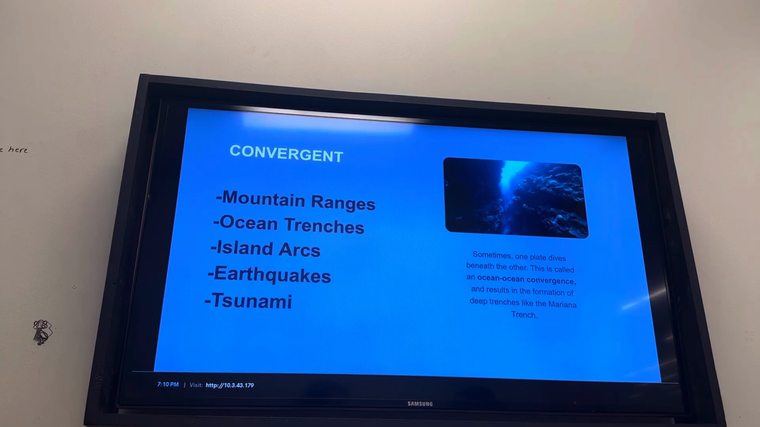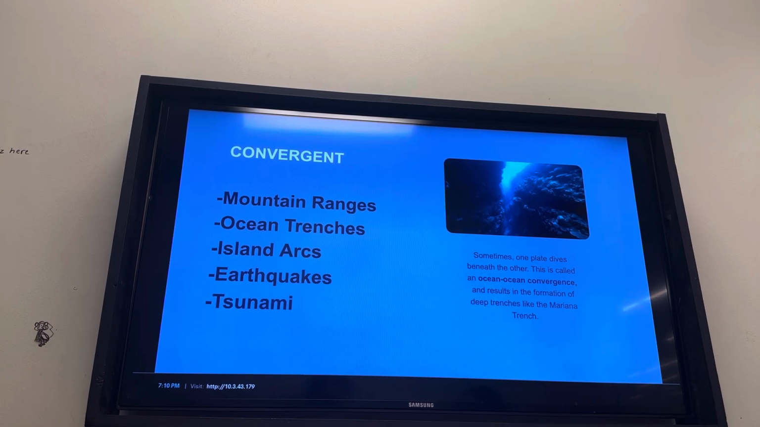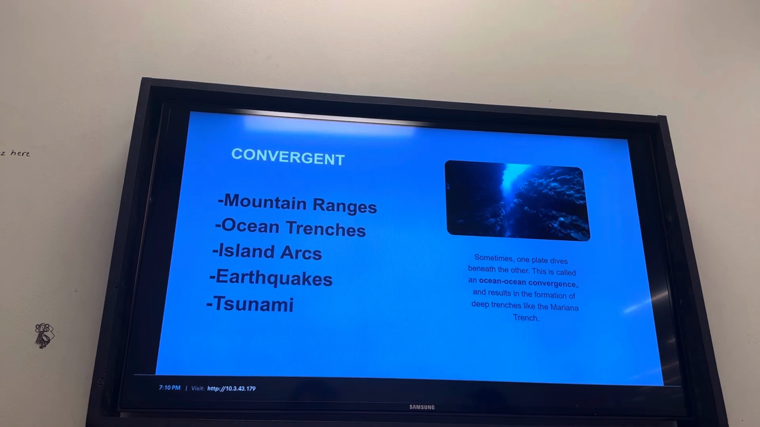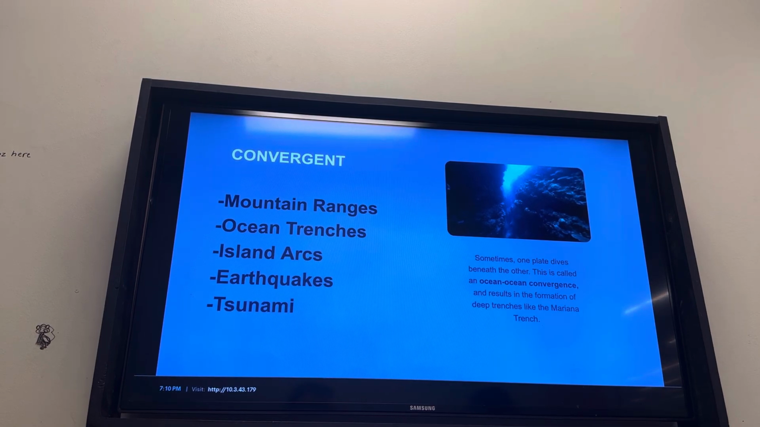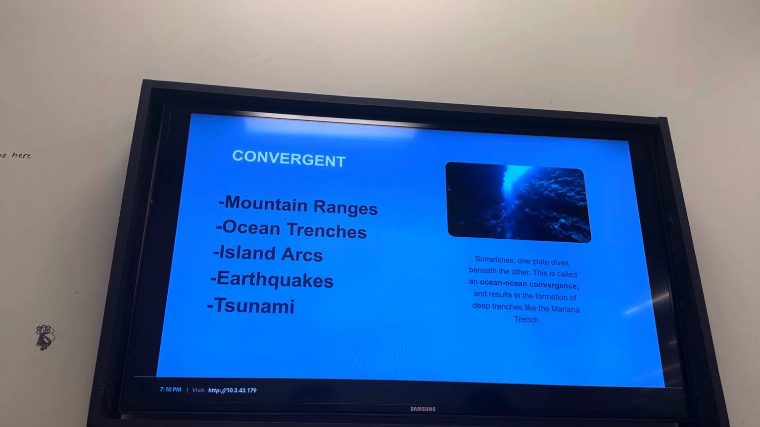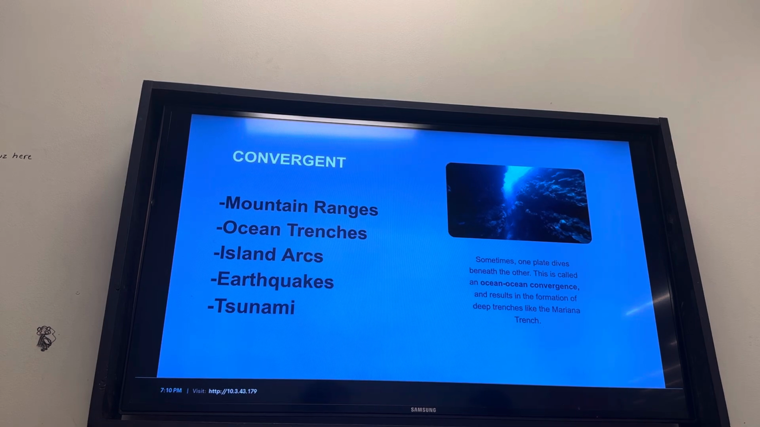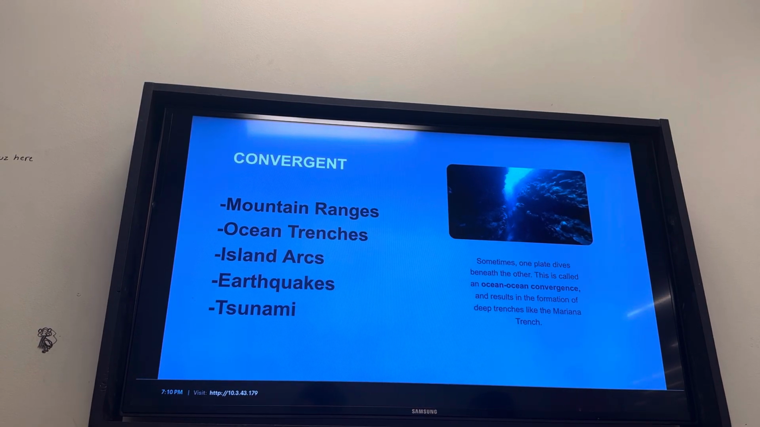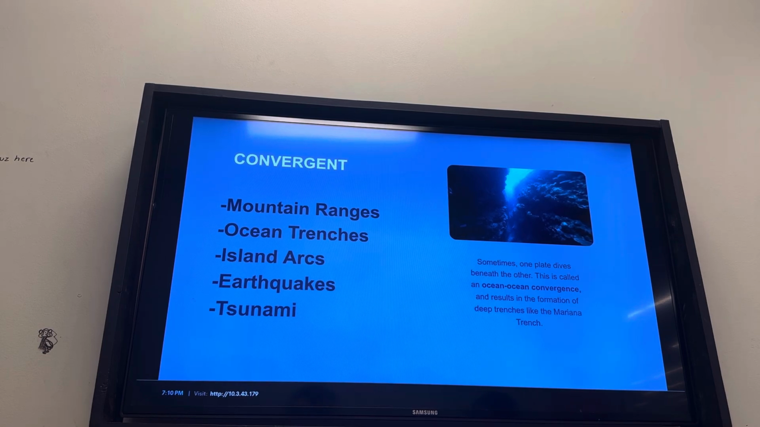Occurrences at convergent boundaries consist of mountain ranges, ocean trenches, island arcs, earthquakes, and tsunamis. Another fun fact we have about convergent boundaries is that sometimes one plate divides beneath the other. This is called an ocean-ocean convergence, and it results in the formation of deep trenches like the Marianas Trench.